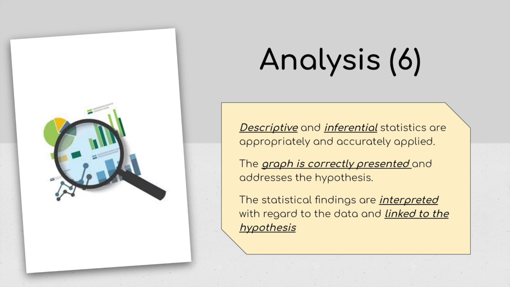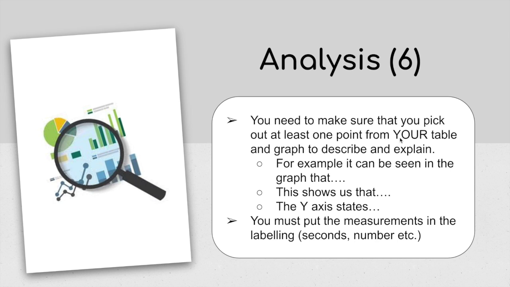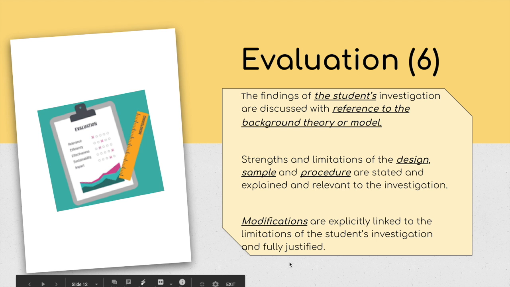If you haven't put your p-value in here, you need to do that. Some of you did forget to do that. So, you need to make sure that you pick out at least 1 point from your table and graph. And again, pause this video at any time, put your screen on split screen, and have a look to see whether you've done this. Here's some examples of sentences you might use. For example, it can be seen in the graph that this shows us that the y-axis states that. And you must put the measurements in the labeling.